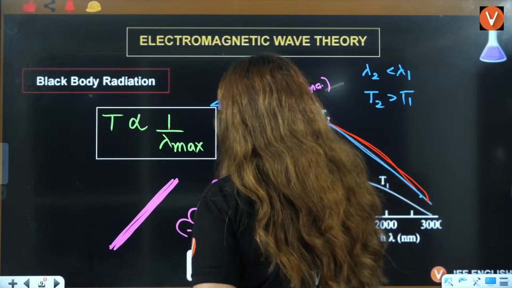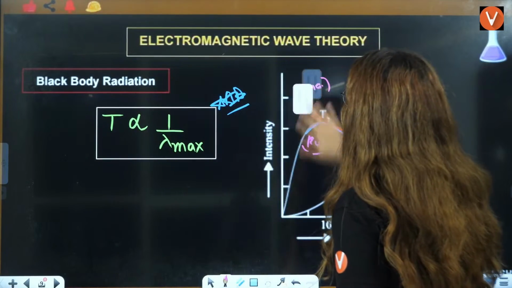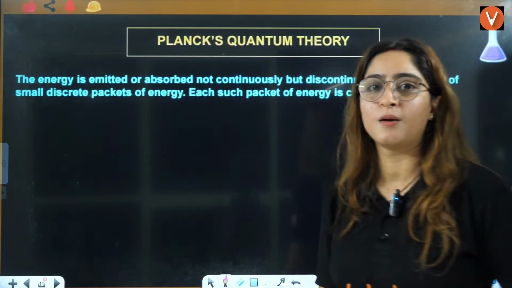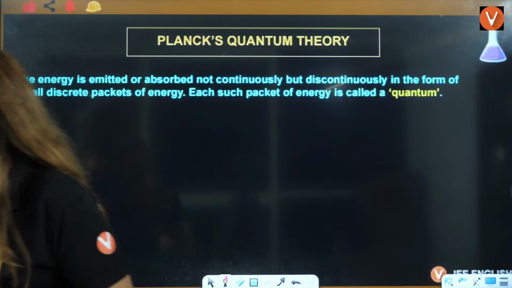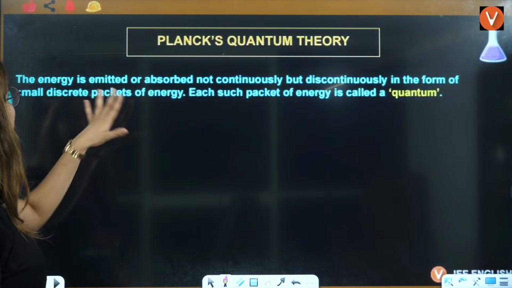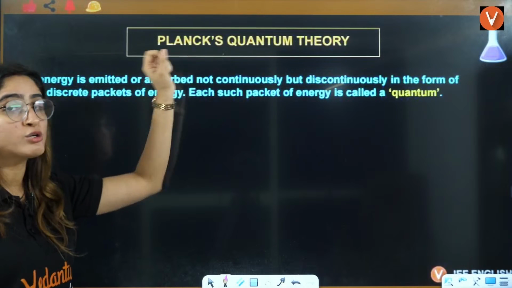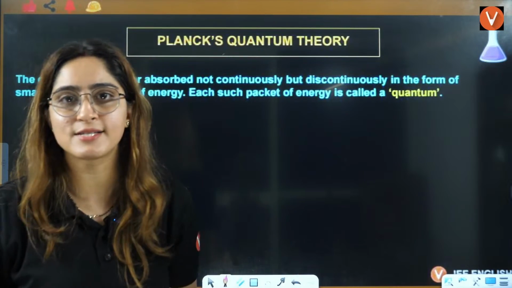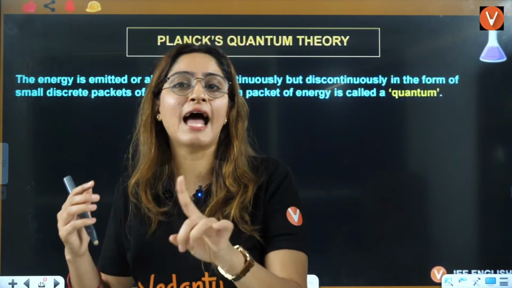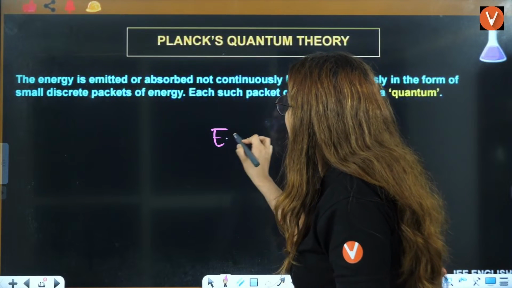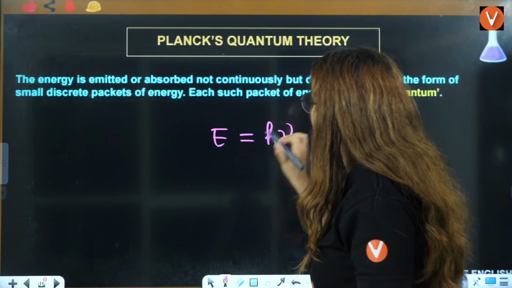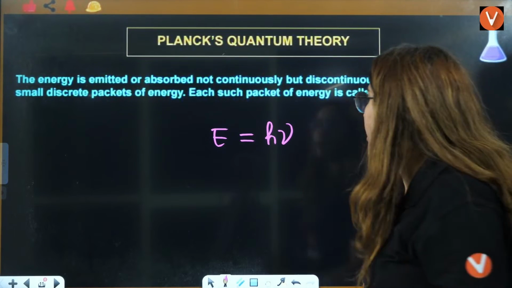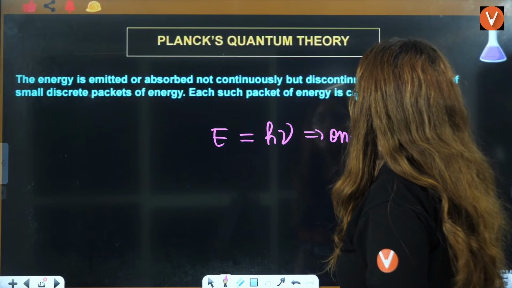Now we are going to see that equation that he gave to prove that EM radiations are actually particles. They are quantized. How did he say that? He said that energy is emitted or absorbed not continuously but discontinuously in the form of packets. And he simplified that equation, and the simplified version was that energy is given out as E = hν. That is one quantum.